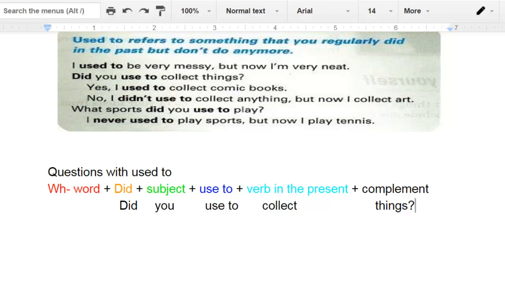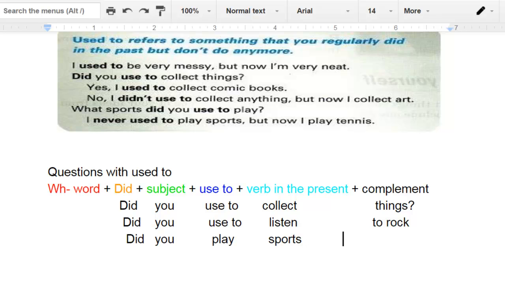So let me try to give a couple more examples, and we're going to continue to use that same structure. We want to focus on doing yes and no questions at this moment, so let me ask you the following question. Did you used to listen to rock music? Okay. Did you play sports in high school? There we go.